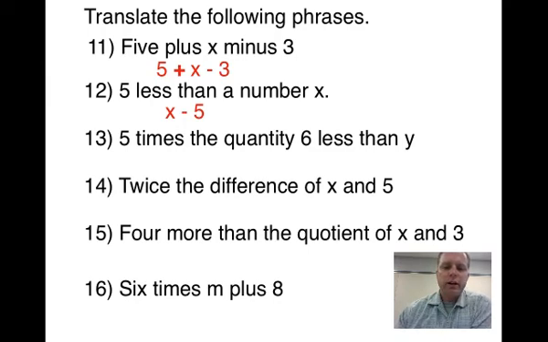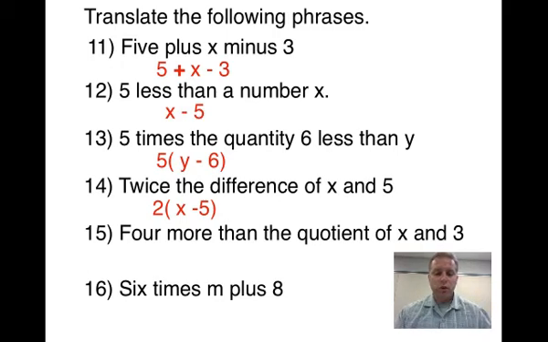5 times the quantity, 6 less than y. Now if you have a quantity, that's a parenthesis. So we'll do 5 times y minus 6. Twice the difference of x and 5. So we're going to take twice the answer. So first we have to do x minus 5. Then we times it by 2. If we're not careful, if we don't put the parentheses, it'll mean something different.